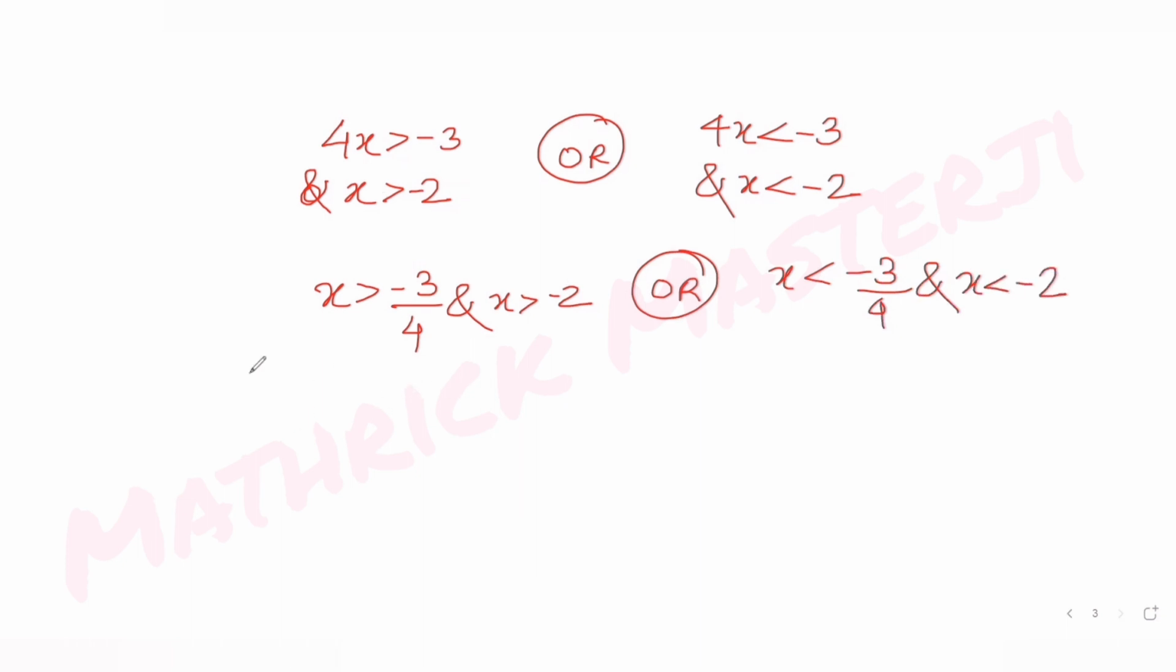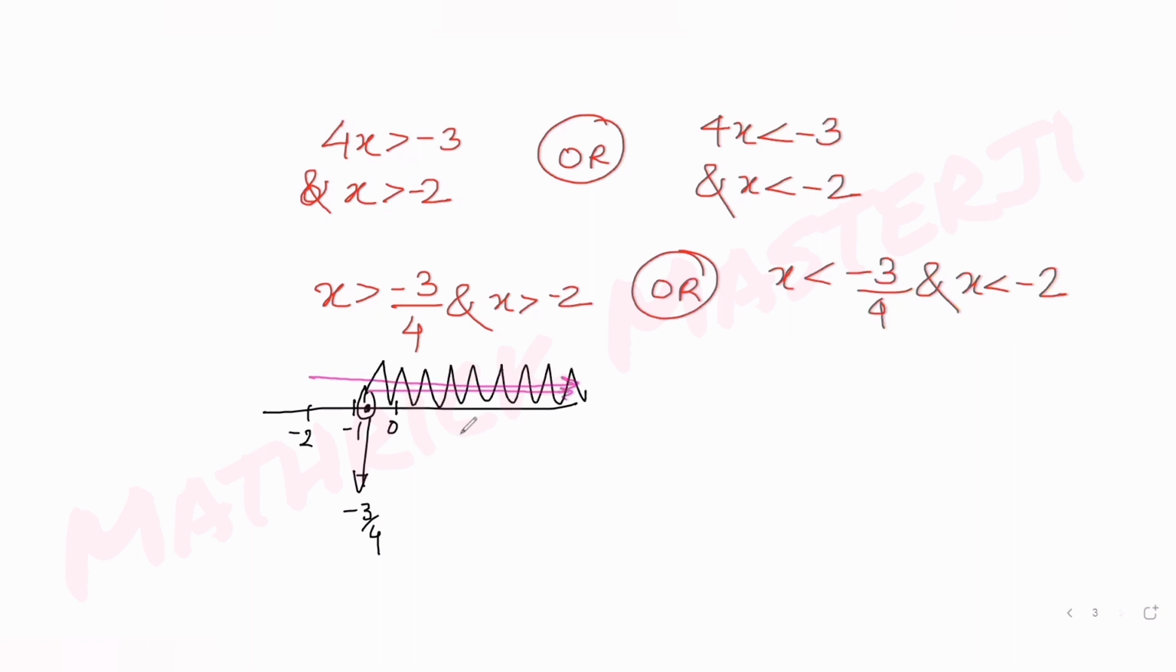Now let's see the solution set for the values of x that satisfy both conditions. If this is 0, this is, let's say, minus 1, and this is minus 2. Minus 3 by 4 is minus 0.75, so somewhere here, and this is minus 2. Since x is greater than both of them in the first solution, x greater than minus 3 by 4 and x greater than minus 2, the common region of values of x satisfying both is x greater than minus 3 over 4. In the second part, x is less than minus 3 by 4.